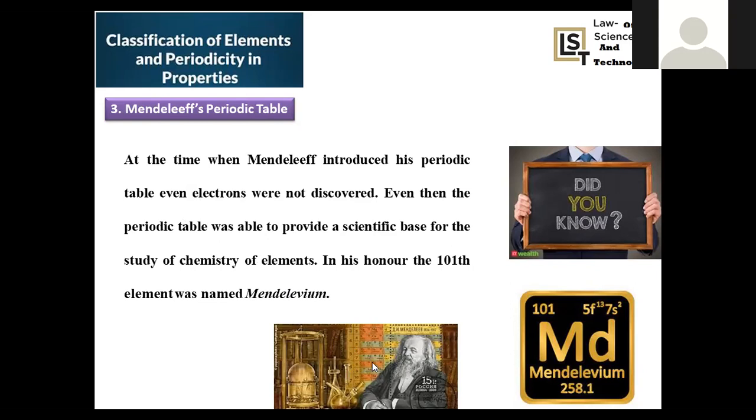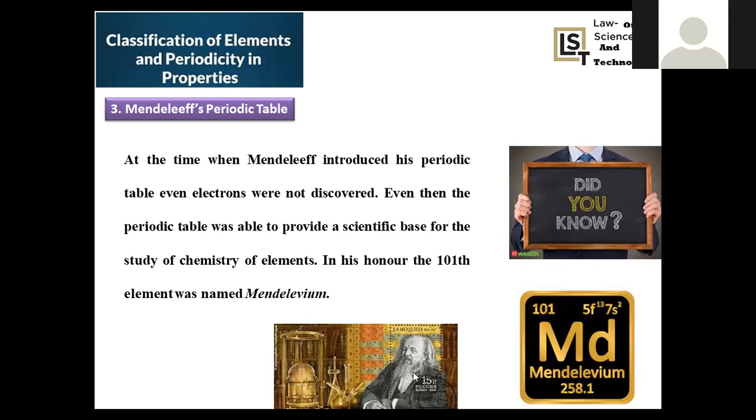Because of his maximum contribution towards the development of this classification, in his honor the 101st element in the periodic table was named Mendelevium. Mendelevium is element 101, 5f13, being an f-block element. It is synthetically manufactured, but to give honor to him, the name was contributed to him. It is an actinide element, number 101, and the atomic mass is given as 258.1.